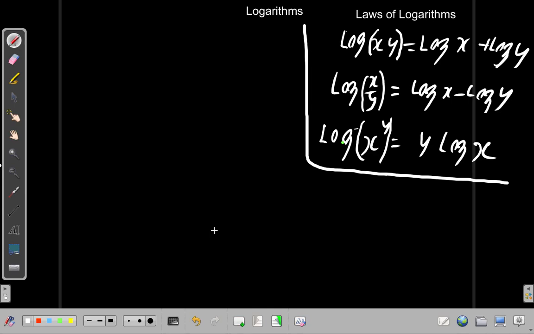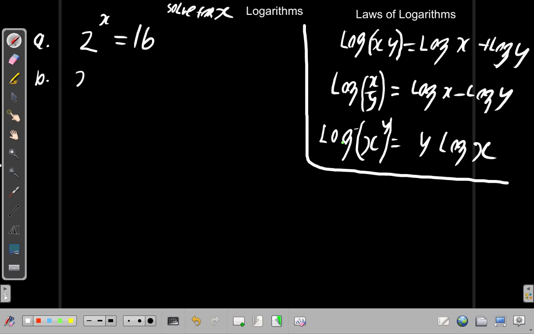Let us look at 3 maths problems that we can use indices and or logarithms to solve. The first one, we have 2 raised to the power of x is equal to 16. And what we want to do is solve for x. We want to find out what x is equal to.